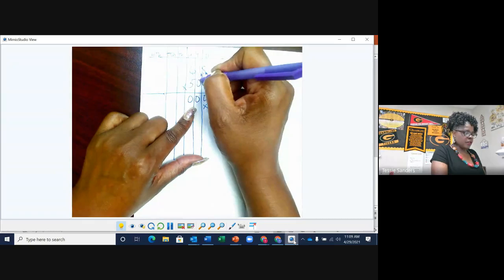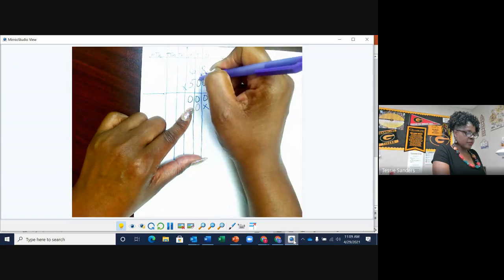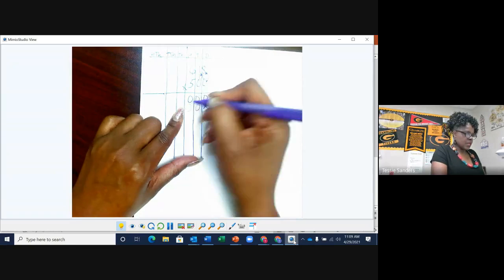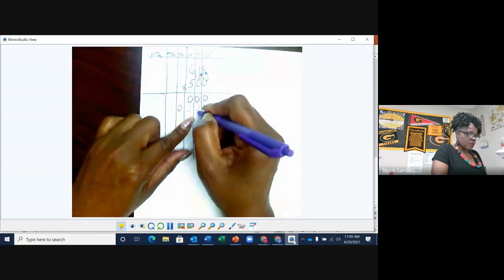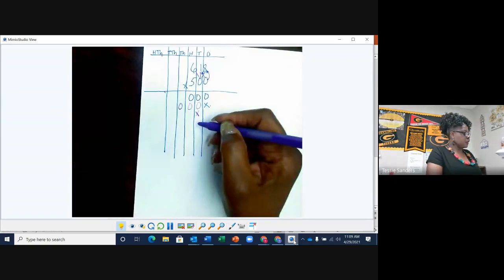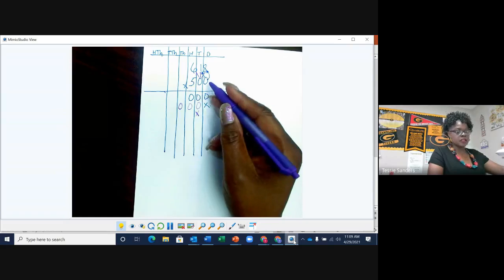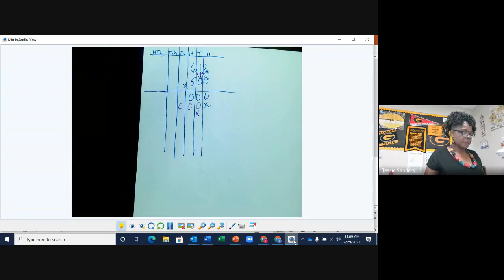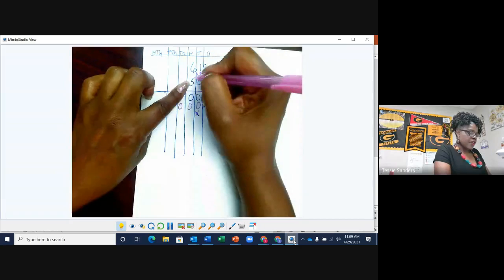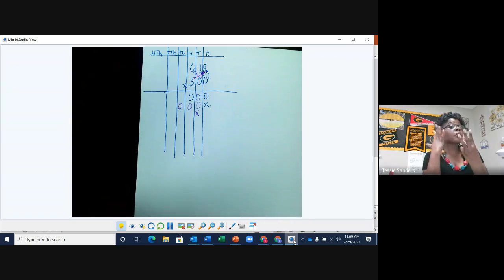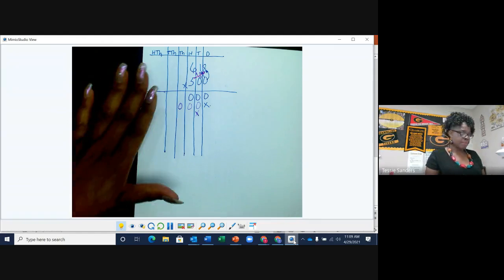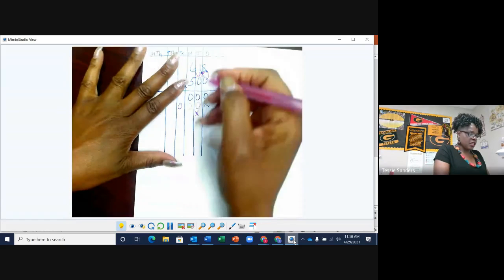0 times 8 is? 0 times 1 is? And 0 times 6 is? Good job. Write your X in the tens place because you can no longer work in the tens place. 5 times 8, 40. I didn't hear everyone, so let's touch. Are you ready? Count. 5, 10, 15, 20, 25, 30, 35, 40. So 5 times 8 is 40.